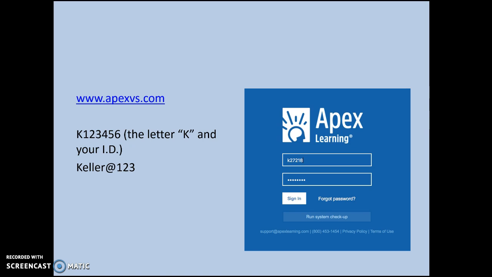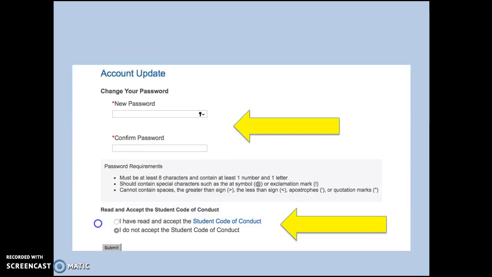And that will be your password the first time you log in. So try that out. If you're struggling with it, it's not working, every one of my students is already entered into the program because we took care of that. Check out the capitalization, maybe you have to lowercase it instead of uppercase. So it's just K and then your ID number, and then the first time you log in, your password will be Keller@123. And then you'll get a page that looks like this.